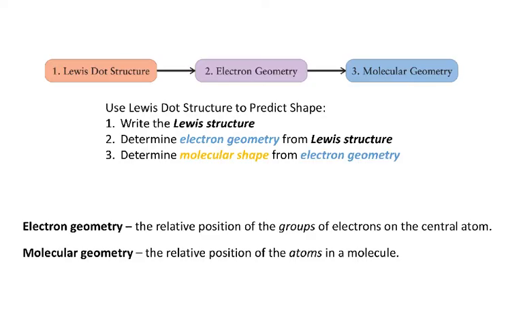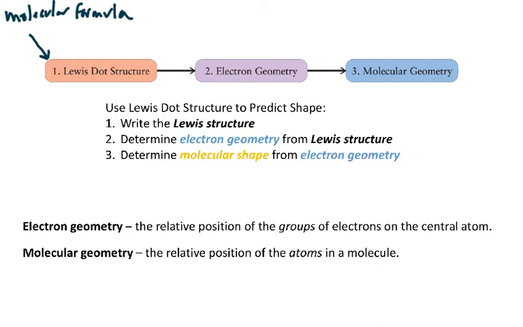And from the Lewis dot structure is where we'll start. Actually, you know what? I'd even go one prior to this. We have the molecular formula. So from the molecular formula, we learned how to draw Lewis structures. From Lewis structures, we can determine the electron geometry. And then from the electron geometry, we can determine the molecular shape.